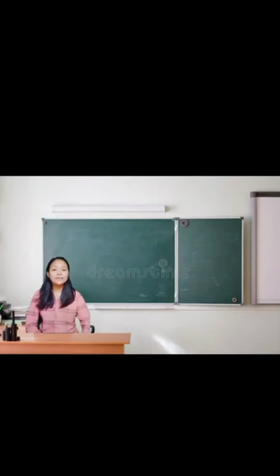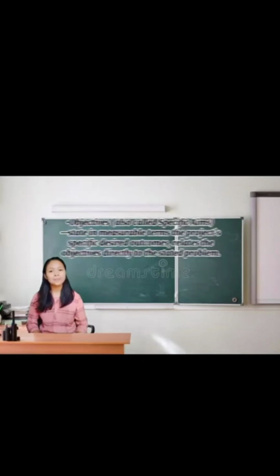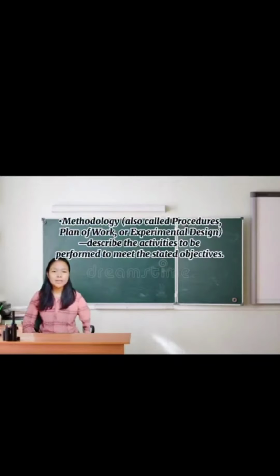The third one is the objectives, also called specific aims. Under this, you can state in measurable terms the project's specific desired outcomes. You can also relate the objectives directly to the stated problem. Now the fourth is the methodology. It is also called procedures, plan of work, or experimental design.